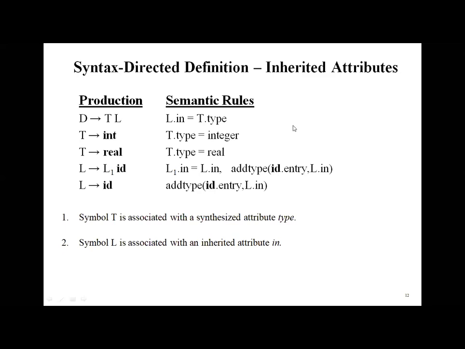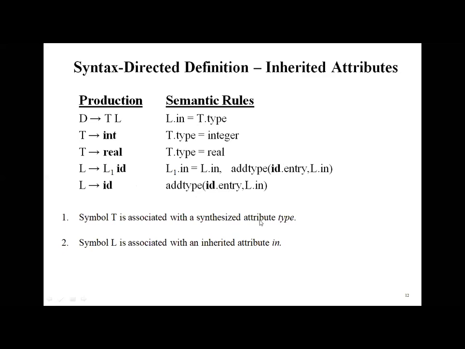ID is one of the identifiers. Suppose we write int x comma y comma z. Then obviously you can say okay int x is integer, that's okay, but how will z become an integer? Because z depends on the x. So if x is integer, then obviously z will be integer. That's why this is id, and that entry will come from the symbol table, and that will be L dot in. If L dot in is integer, then obviously id should be integer. So we need to add the type. For ID, we use the addtype function by which the ID will be integer or real, depending on the T dot type, and T dot type will give the value to L dot in.